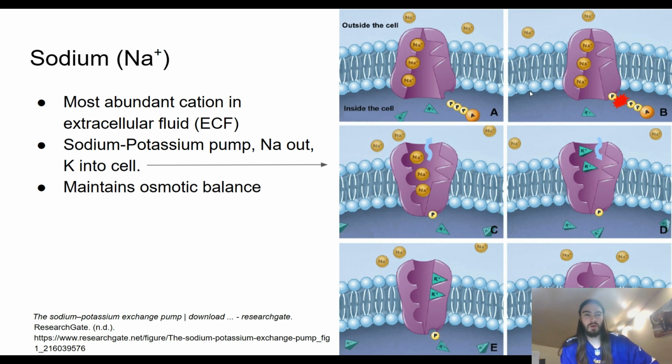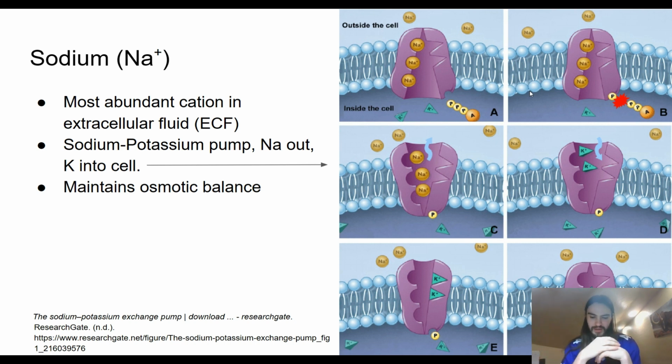Sodium is the most abundant cation in the extracellular fluid. A couple of functions of sodium: as with a lot of these electrolytes, every single specific function that they have in the body is not completely well known, but we do know a lot of them. And for sodium, we know about the sodium potassium pump, seen here on the right, and that pump exchanges 3 sodium ions for 2 potassium, potassium coming into the cell, sodium exiting the cell.